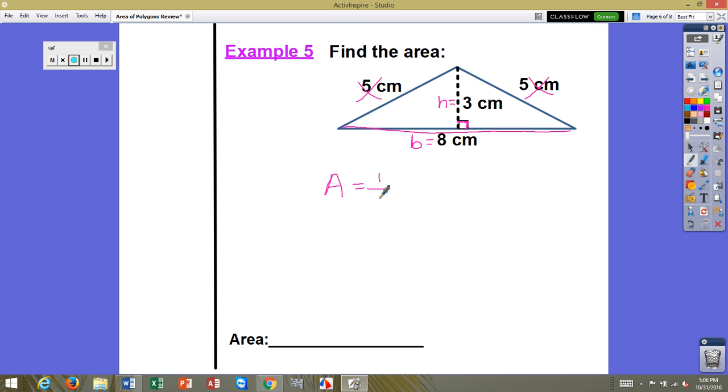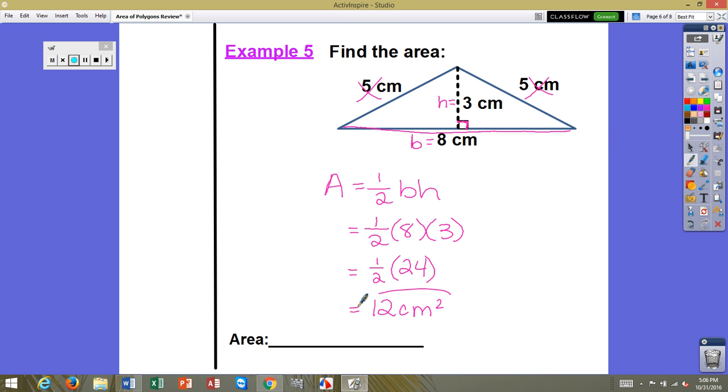Area equals 1/2 base times height. So we're going to replace our base with 8. We're going to replace our height with 3. And we're going to multiply. We can multiply in any order. I like to multiply my whole numbers first and then apply the 1/2 to it. So 8 times 3 is 24. And half of 24 is 12. So I know that the area of my triangle is 12 centimeters squared.